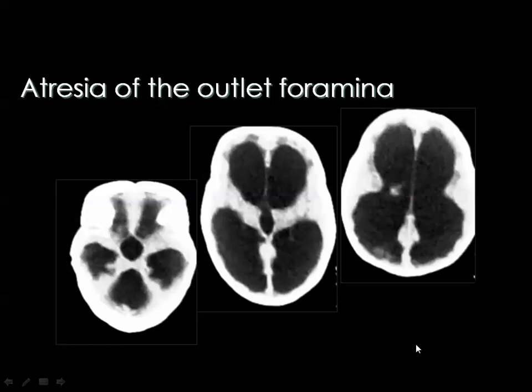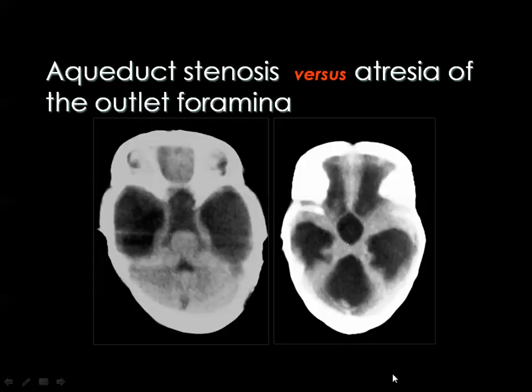Then, if you look at this example and you see that the fourth ventricle is markedly dilated, the third is also markedly dilated, the lateral ventricles are markedly dilated, this means that you are dealing with a case of atresia of the outlet foramina of the fourth ventricle. This is the difference between aqueductal stenosis and atresia of the outlet foramina.